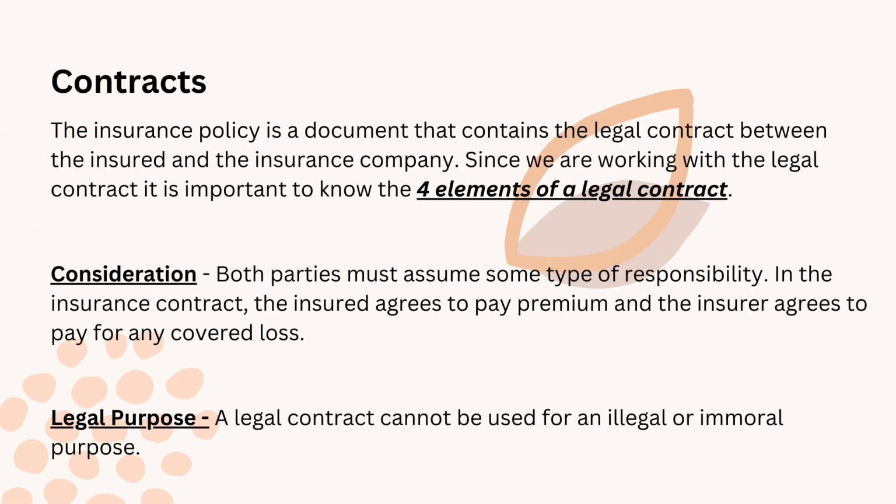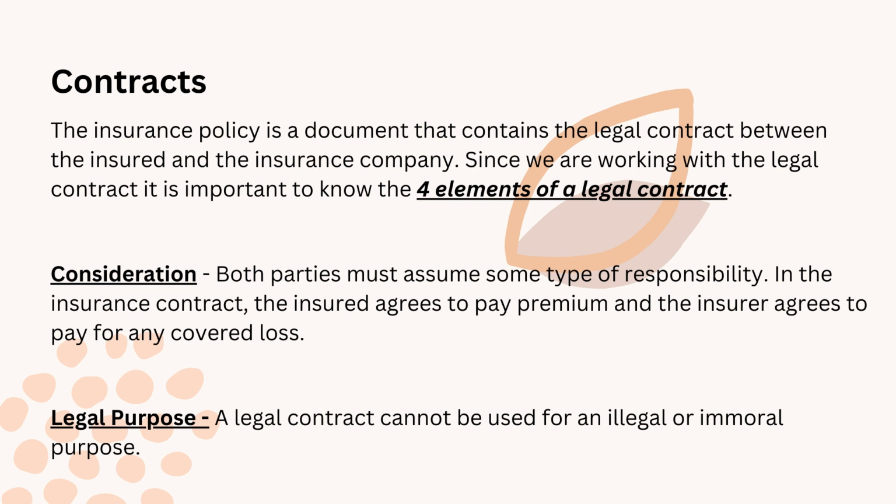Contracts. The insurance policy is a document that contains the legal contract between the insured and the insurance company. Since we are working with the legal contract, it is important to know the 4 elements of a legal contract. Consideration. Both parties must assume some type of responsibility. In the insurance contract, the insured agrees to pay premium and the insurer agrees to pay for any covered loss.